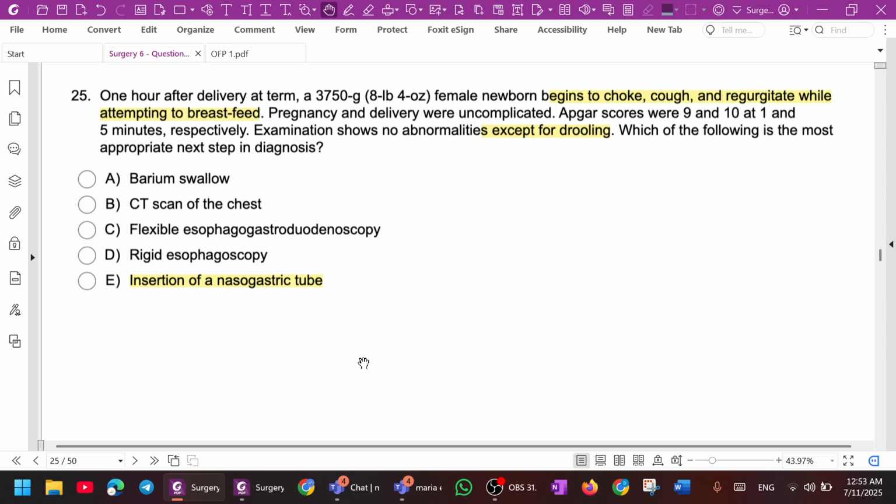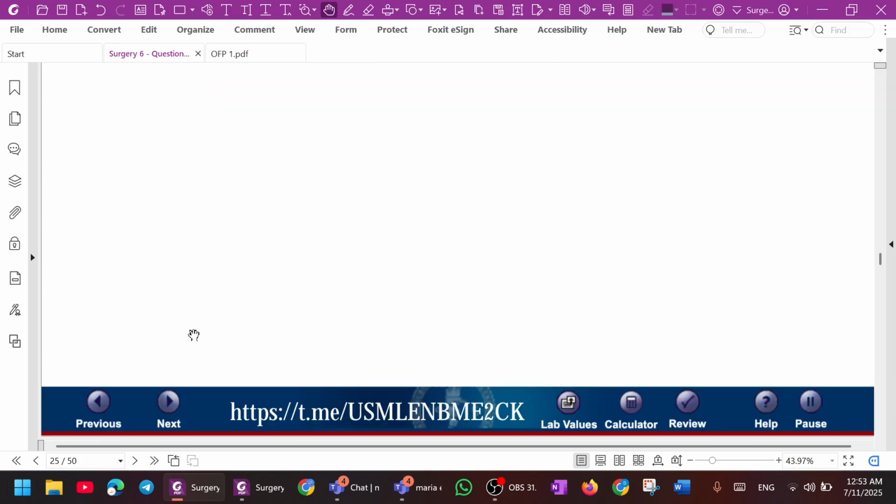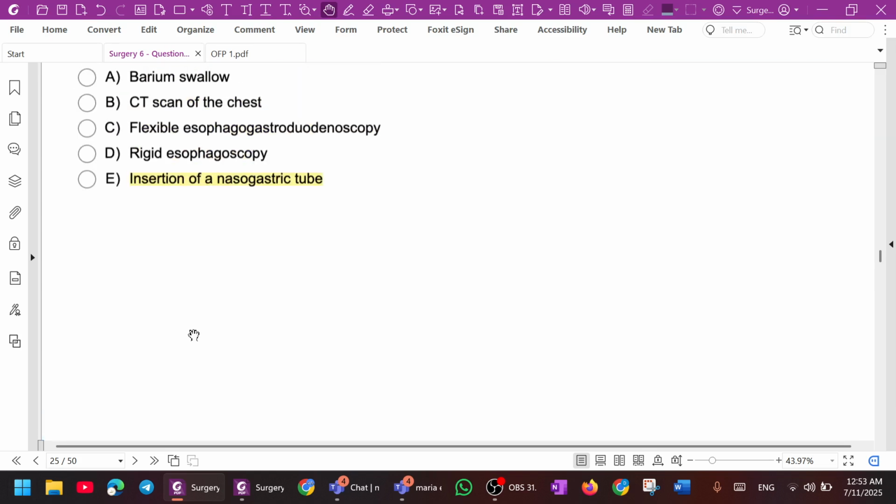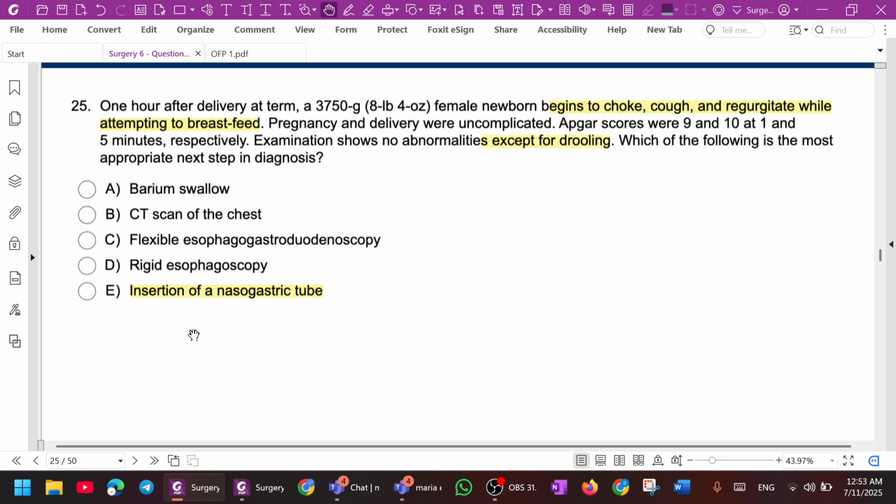Okay, next. Wait, let me read the other ones. Radiography and CT scan may be utilized to further assess the esophageal and tracheal anatomy of the newborn infant in the setting of equivocal findings. Okay, next.